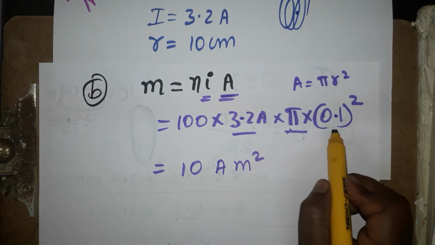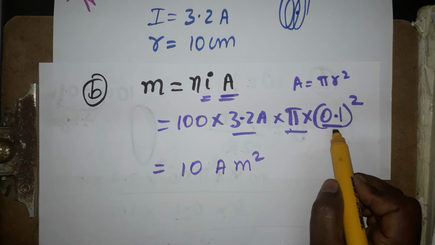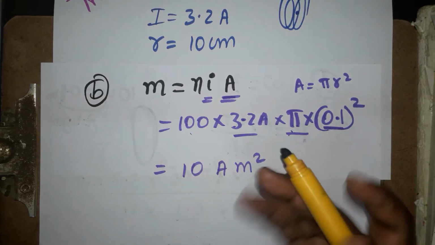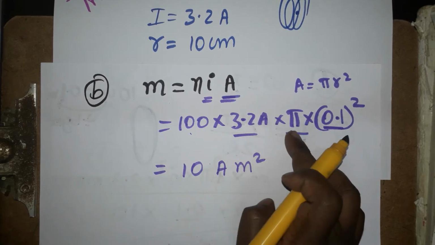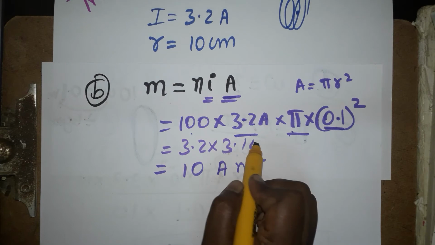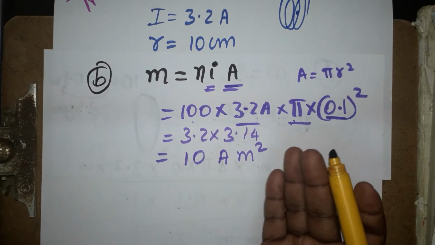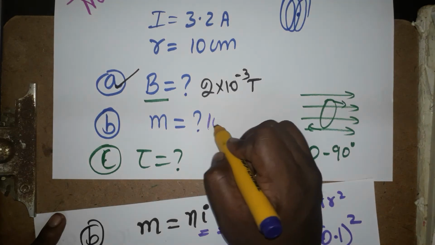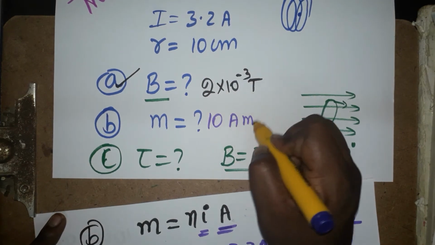So you may have one question. This 0.1 into 0.1 we will get 10 power minus 2. This is plus 2, that is minus 2, so they will cancel. So 3.2 into 3.14, that alone we have, the answer is approximately 10. So the answer is going to be 10 ampere meter square.